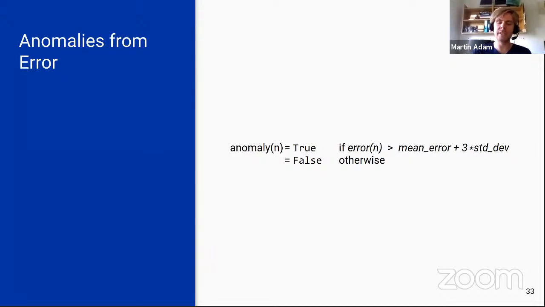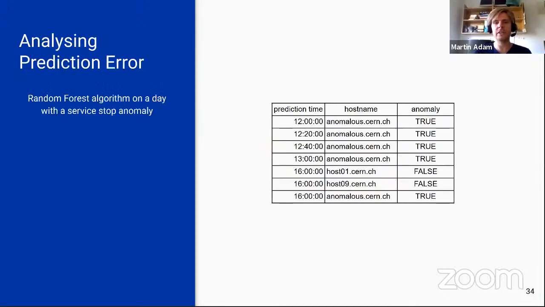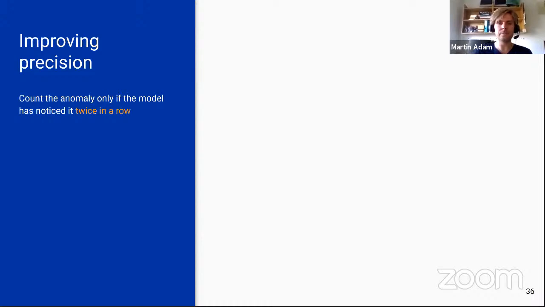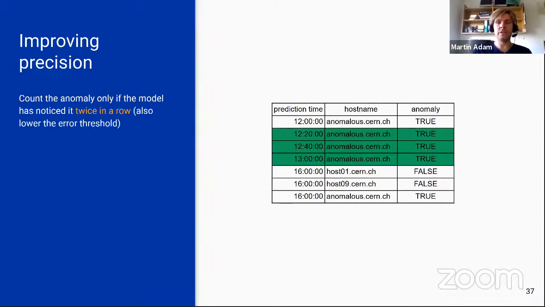Now, if we apply this algorithm at the example that I showed you earlier, you see that it quite well captures the anomaly there. But we also have some false positives, which are from other hosts, which were probably updating our anomalous host with the data that it has to catch up with. So we said, okay, let's say that we will count this as an anomaly only if the algorithm classifies it as such twice in a row. Thus, we get a bit of a retardation, but we also get 0 false positives, which was amazing.